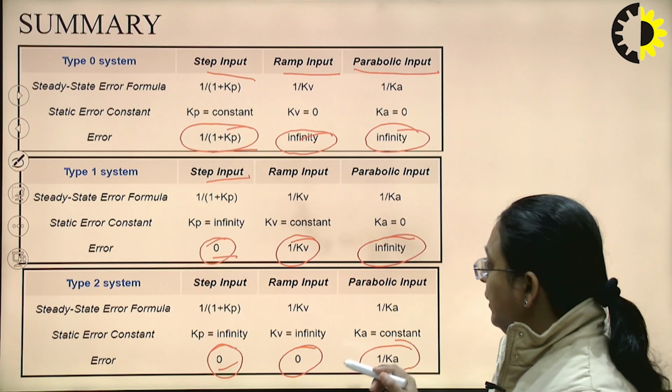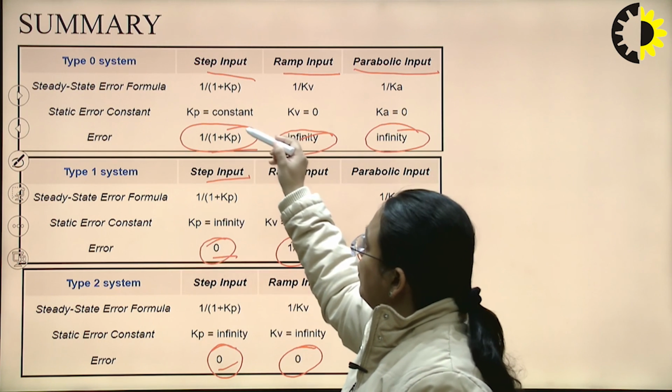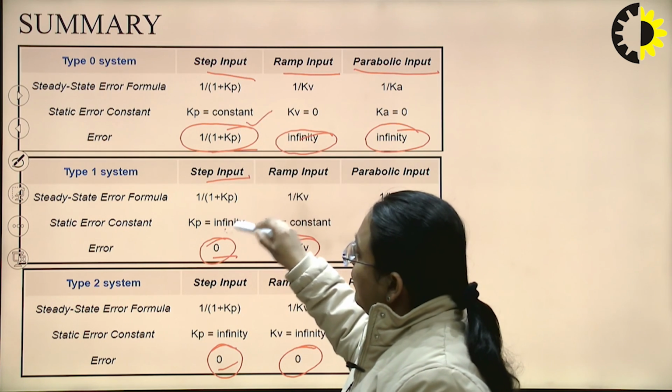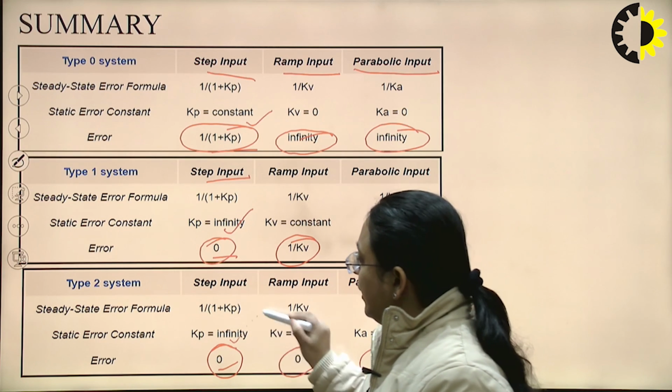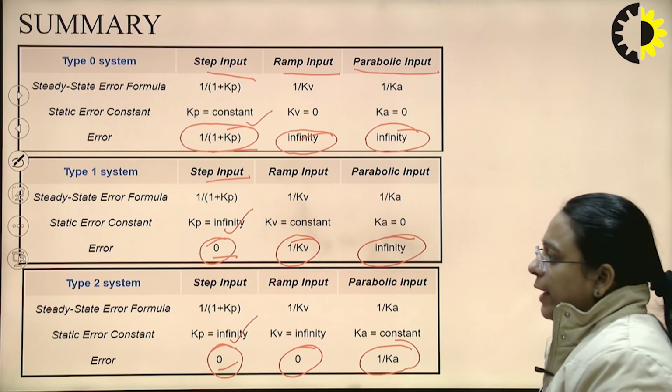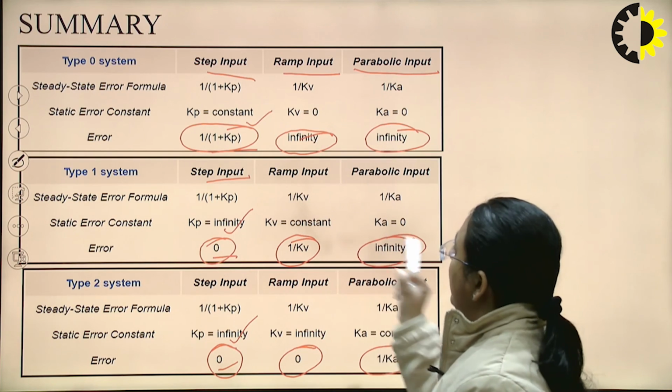Similarly, you can see the values of these constants. Kp is constant for type 0, and it becomes infinity in type 1 system and remains infinity in type 2 system. Similarly, you can see the other values as well.